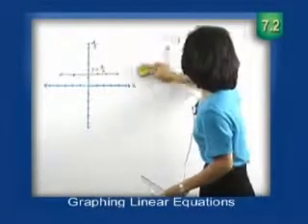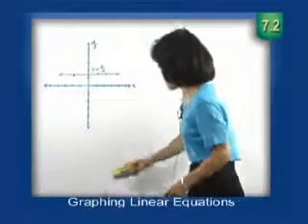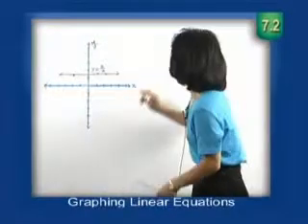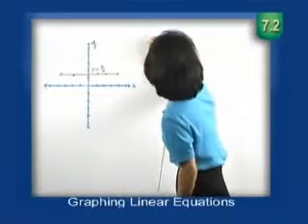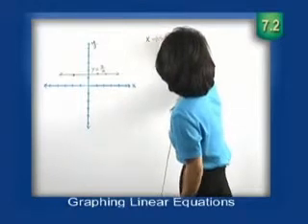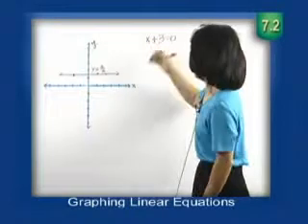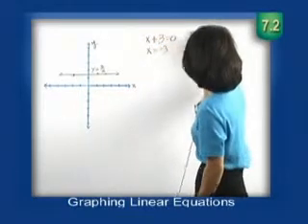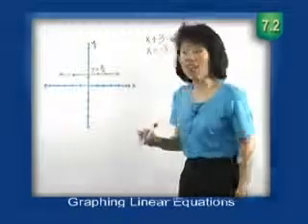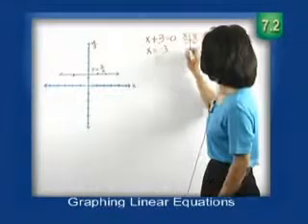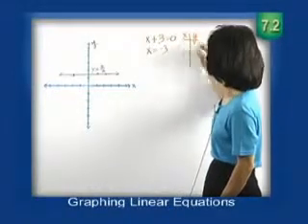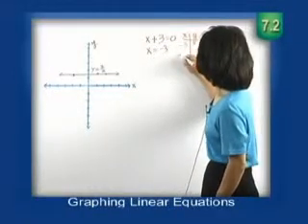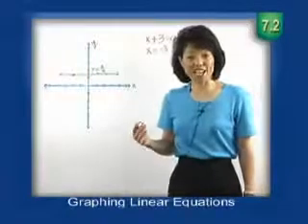What happens if instead of the x being missing, the y is missing from our equation? Let's graph x plus 3 is equal to 0. Solve this equation for x. x is equal to -3. Now, again, this equation tells me that it doesn't really care what y is. All it really cares is that x always has to be -3.